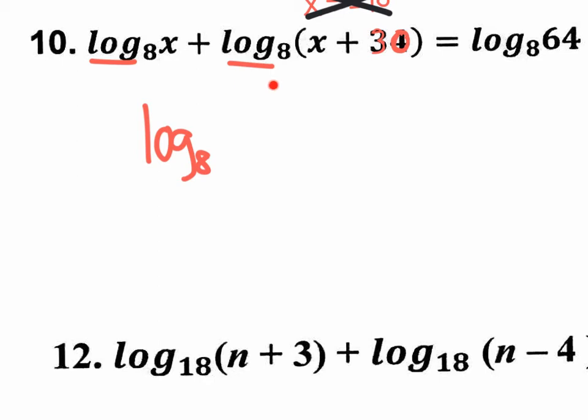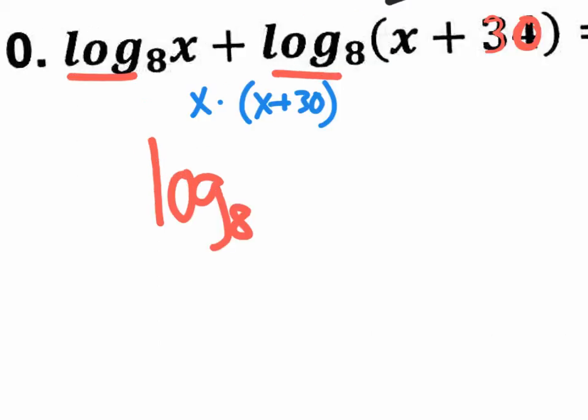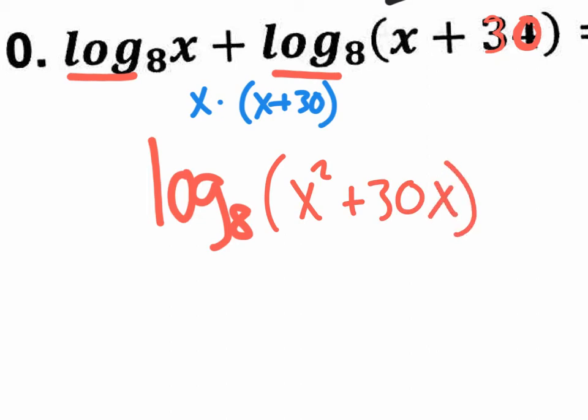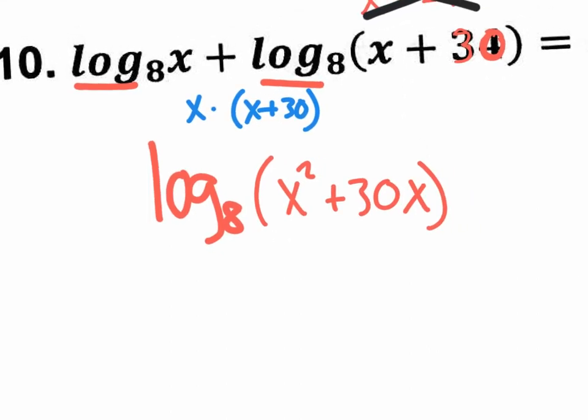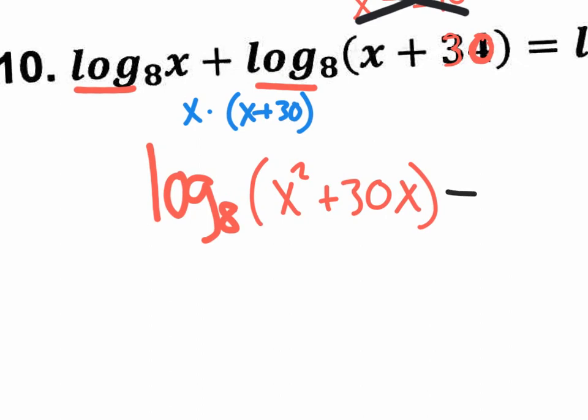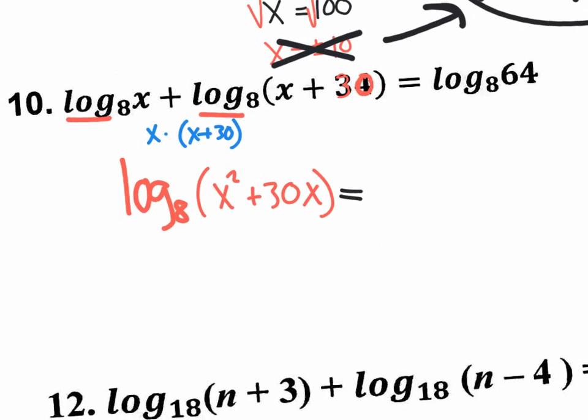I might as well show that work up here since I have a little bit of space. x times x plus 30. And when I multiply x times x plus 30, I will get x squared plus 30x. So log base 8 of x squared plus 30x is what I have on the left side of this equation. Of course, the equal sign comes down. And on the right side, let's check if I have anything to do. Nothing to do on the right side. I'm just going to rewrite it. Log base 8 is 64.